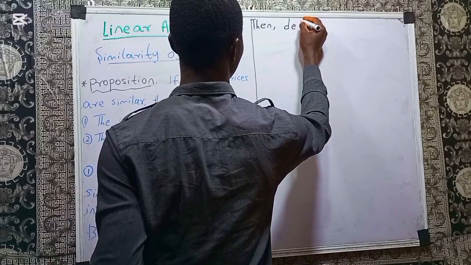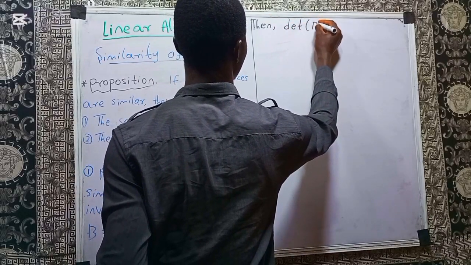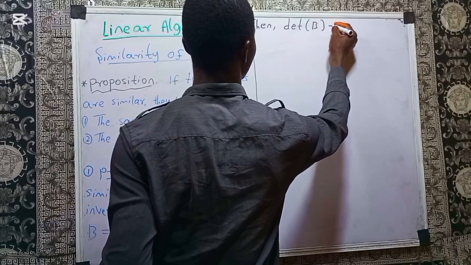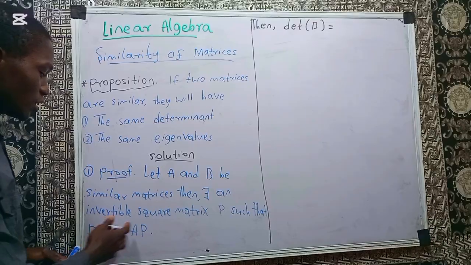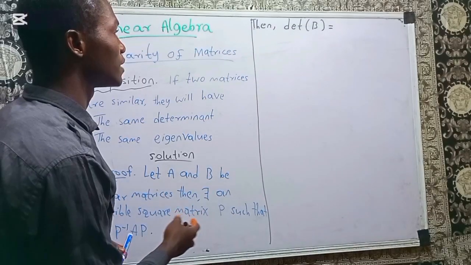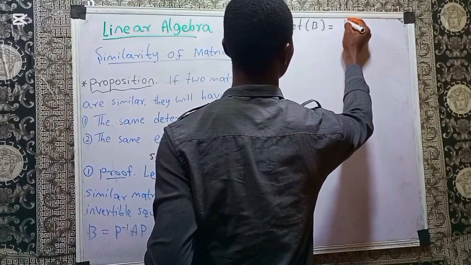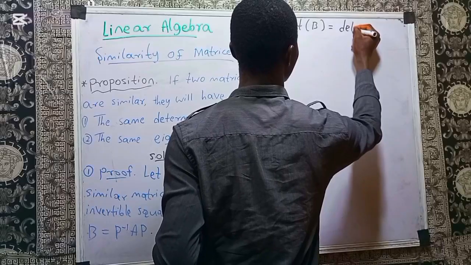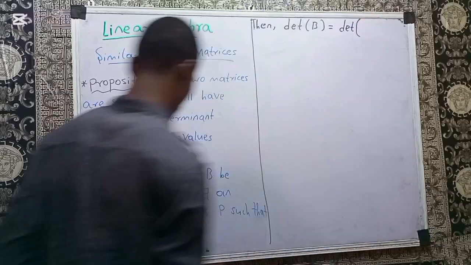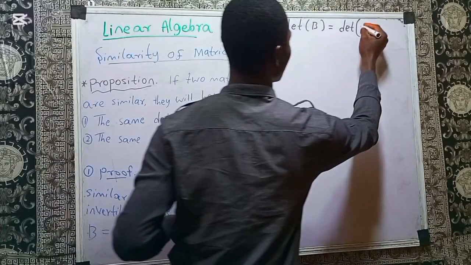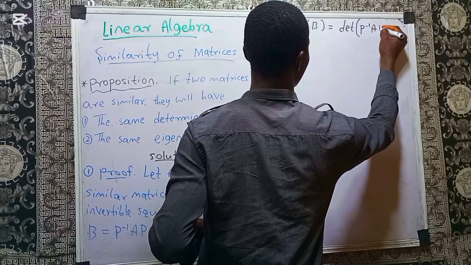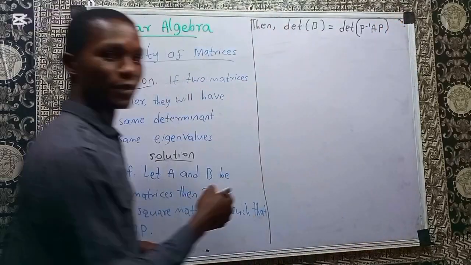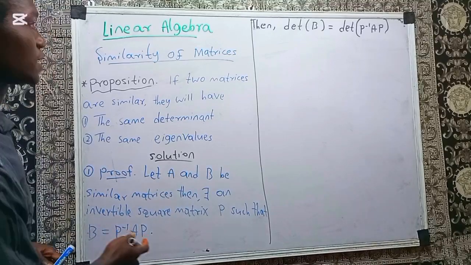determinant of B will be equal to, let's evaluate determinant of B, right? So B is this. We want to find the determinant of B now. Determinant of B will be determinant of, what is your B? B is the same thing as P inverse multiplied by A multiplied by P, right? As we saw it here.